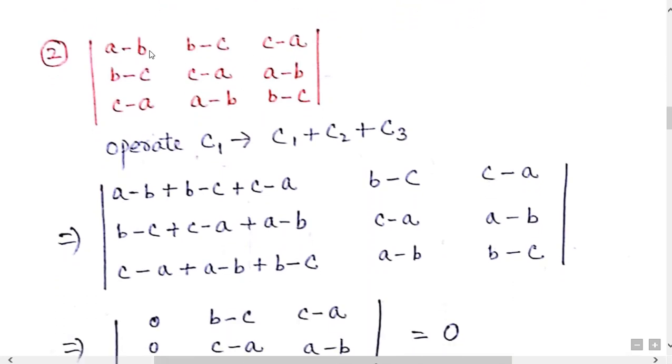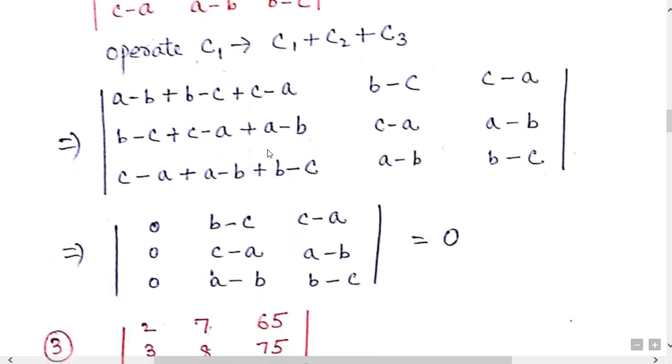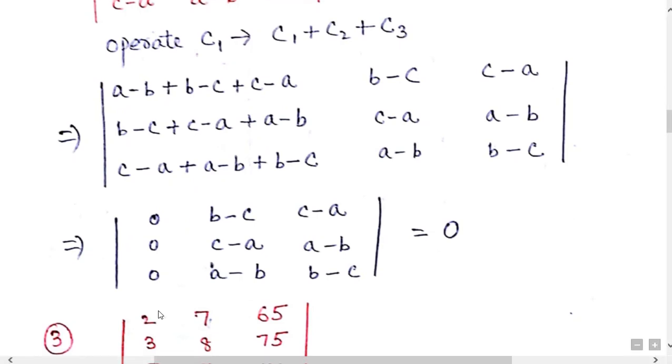In the second determinant, if you operate C1 = C1 + C2 + C3, the first column will become 0 because all the values cancel with each other. If any one row or any one column of the determinant is 0, then the answer is 0.